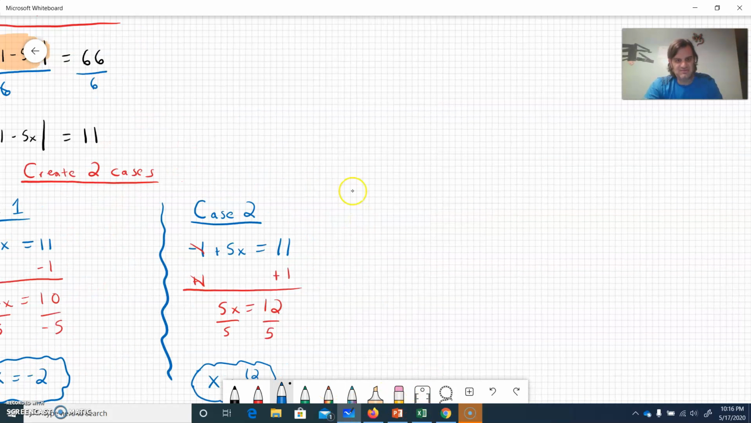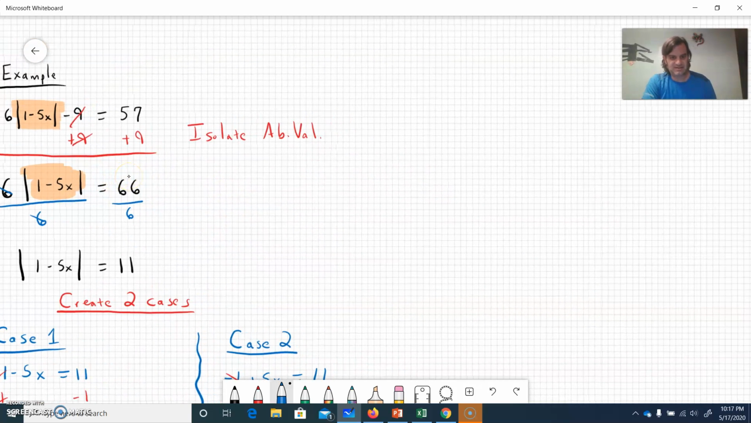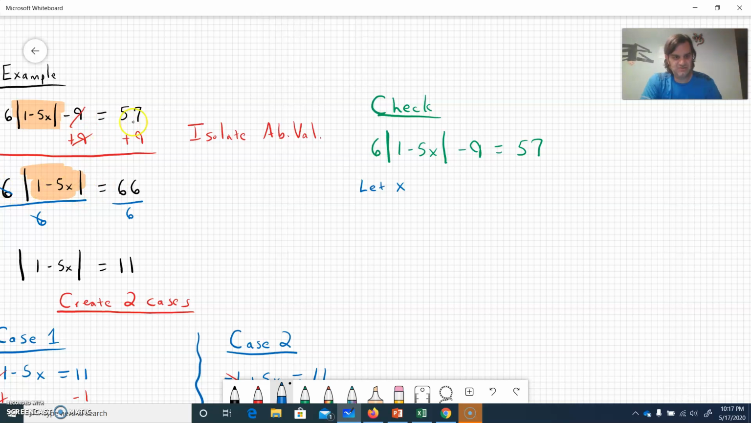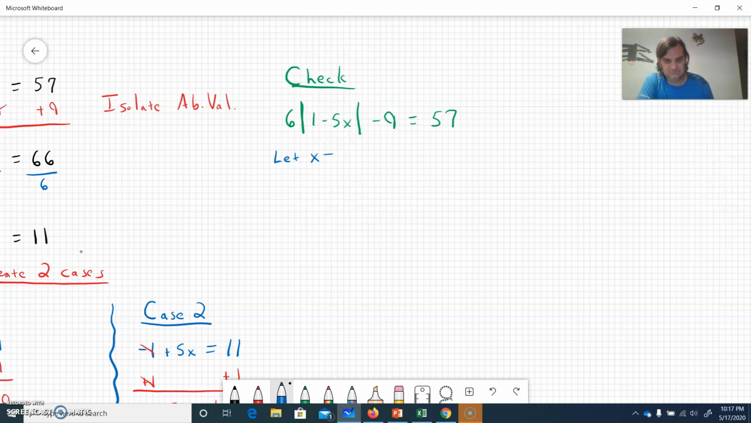So we've got negative 2 and 12 fifths. Let's go back up and see if we can do our check. We're going to go back to what our original equation was: 6 times the absolute value of 1 minus 5x, minus 9 equals 57. We're going to check case 1. We're going to let x be negative 2.